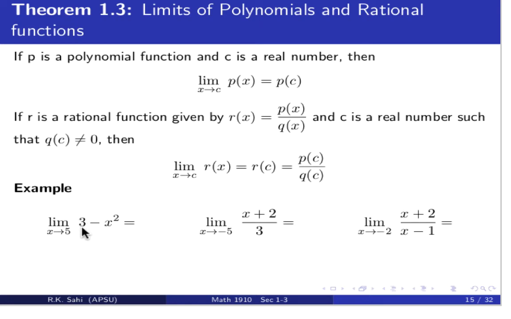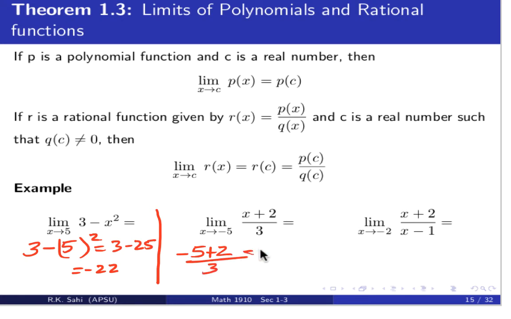So for example, if you have the limit as x approaches 5 of 3 minus x², basically just apply 5 wherever you see an x. So the answer is 3 minus 5², so it's 3 minus 25, the answer is negative 22. Now the next one, the limit as x approaches minus 5 of the rational function (x + 2) over 3. Clearly, there's no problem in the denominator. Just go ahead and plug in the values. So it's (−5 + 2) over 3, which is −3 over 3, which is −1.